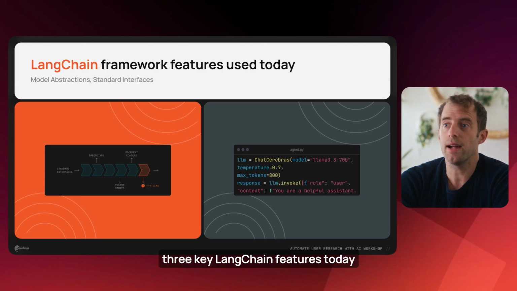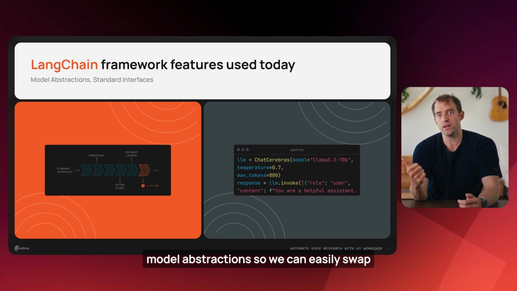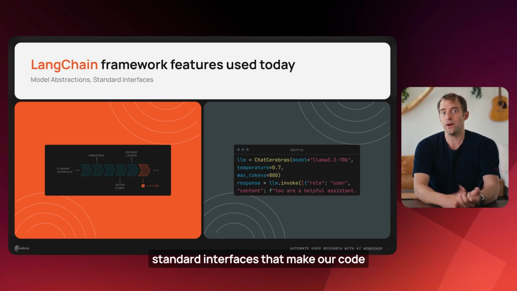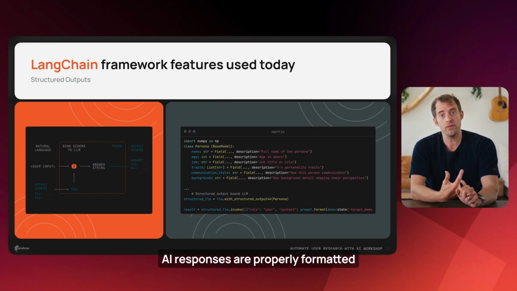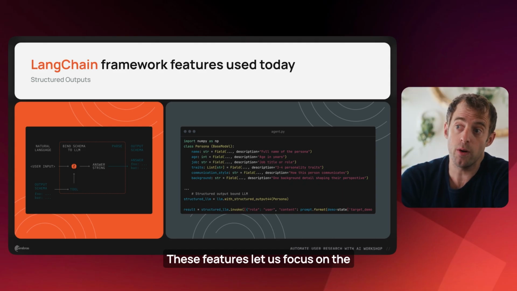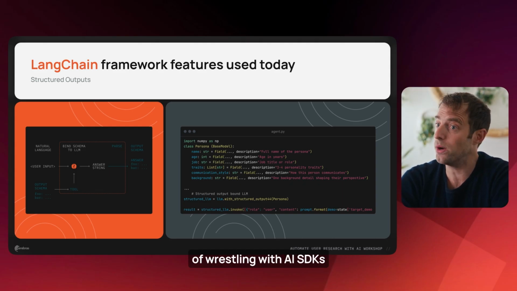We're going to be using 3 key LangChain features today: model abstractions, so we can easily swap different providers; standard interfaces that make our code clean and maintainable; and structured outputs to ensure that AI responses are properly formatted. These features let us focus on the research logic instead of wrestling with AI SDKs.